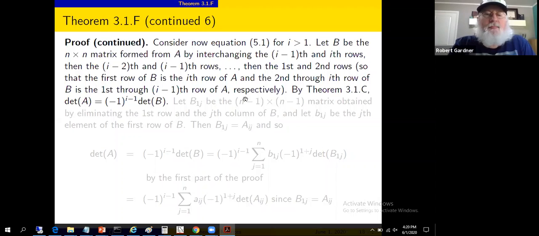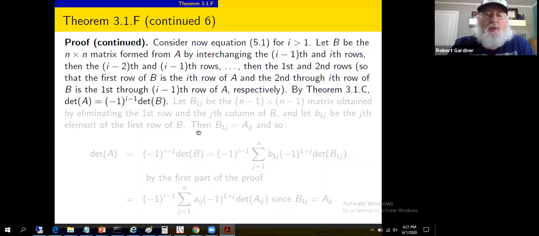So, how many row interchanges did we have? i minus 1, i minus 2 down to 1. I count those up. It ranges from 1 to i minus 1. We had a total of i minus 1 row interchanges. Okay, well, you know, Theorem 3.1.c, how row interchanges affect determinants by factors of -1. So we get the determinant of A is -1 to the i minus 1, determinant of B. We're in the ballpark. If i is odd, then we've got an equality.